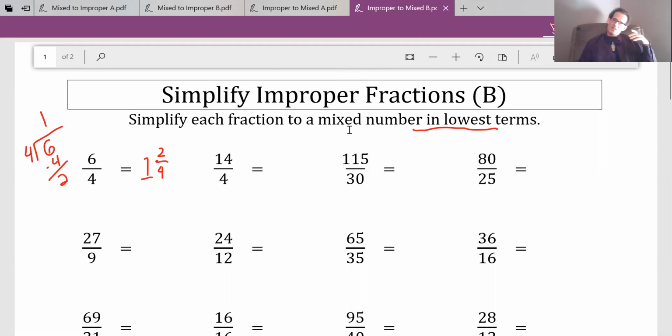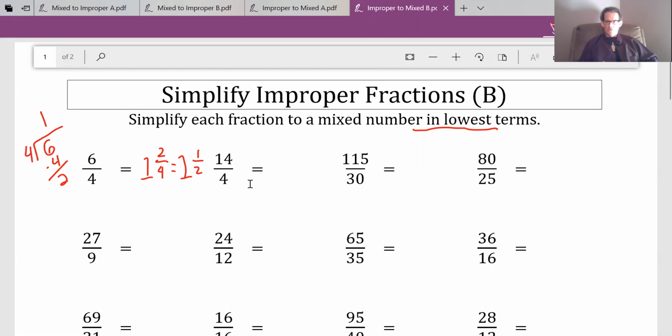So I have to go back and I think, what's the greatest common factor of 2 and 4? What's the highest number that divides both 2 and 4? Well, it's 2. So if I divide the top by 2, I'd get 1. If I divide the bottom by 2, 4 divided by 2, I get 2. So I know that 6 over 4 is the same as 1 1/2, or $1.50.